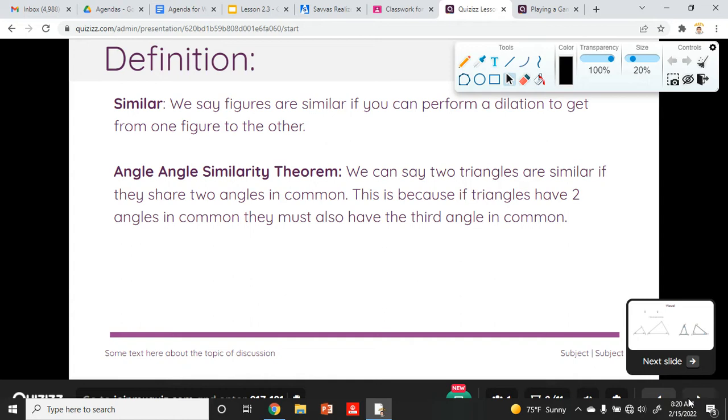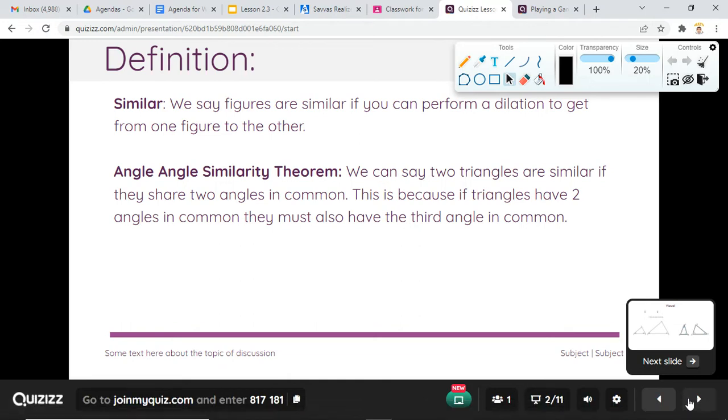So if you need to get these notes down, make sure you pause the video to get these definitions down. And let's get into some examples.